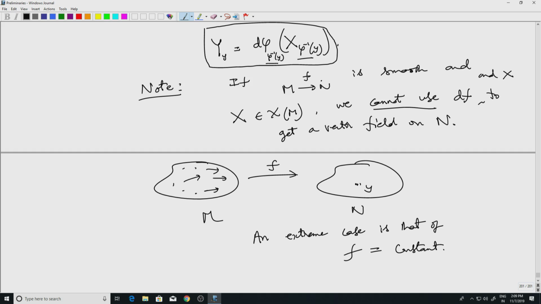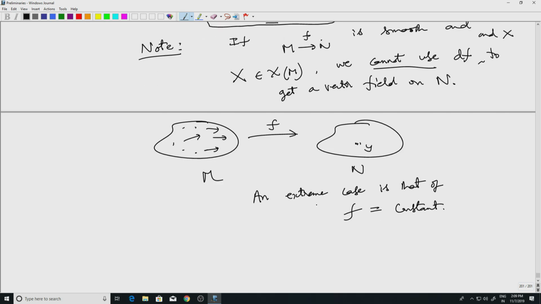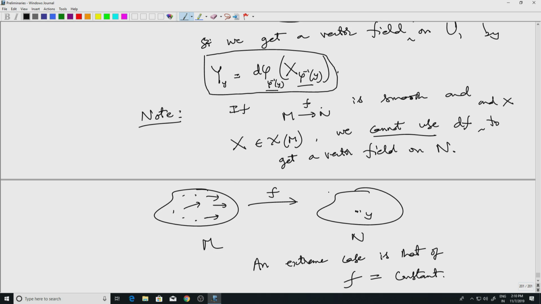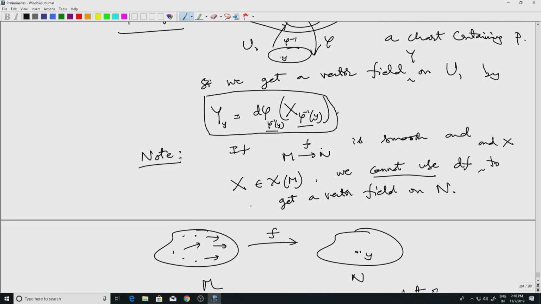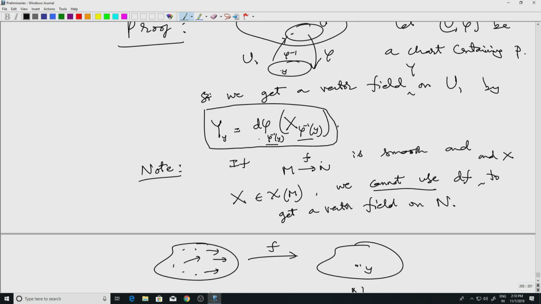So the derivative of the map is 0, and so no matter what vector field you start with here, you will get 0. Of course one has the 0 vector field on the target, but that's not what one wants. Even if f is not the 0 map, there are essentially two problems which I discussed last time: the map not being surjective and the map not being injective. Well, if it's a diffeomorphism, then one can proceed like this, what I have done here.